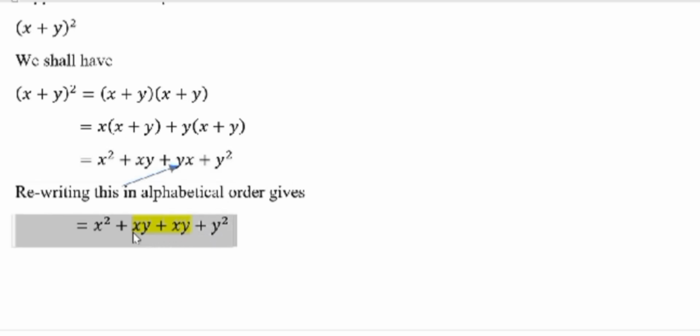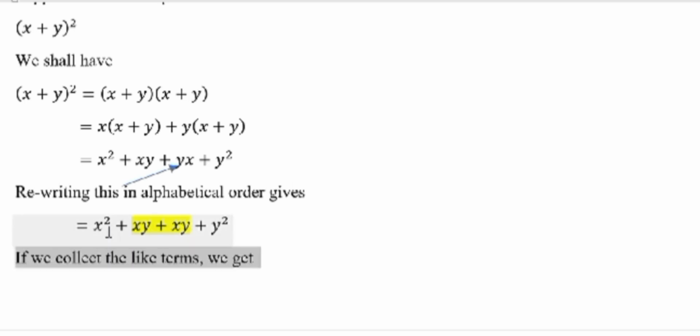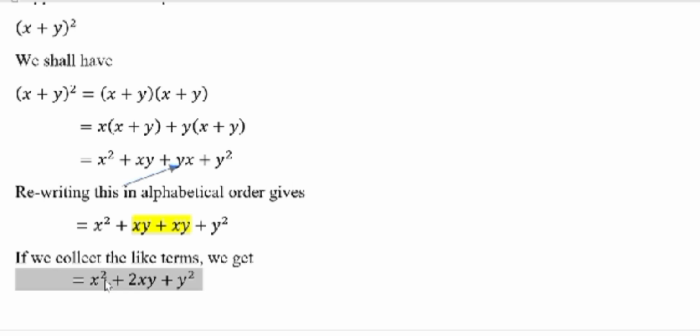At this point, you realize these are like terms which we can collect together. So we shall have this x squared maintained here, then plus xy plus xy. It's like this one has a constant 1 here, and this one also has a constant 1, such that 1xy plus 1xy will give us 2xy, and then plus y squared. So this is the expanded form of x plus y squared.